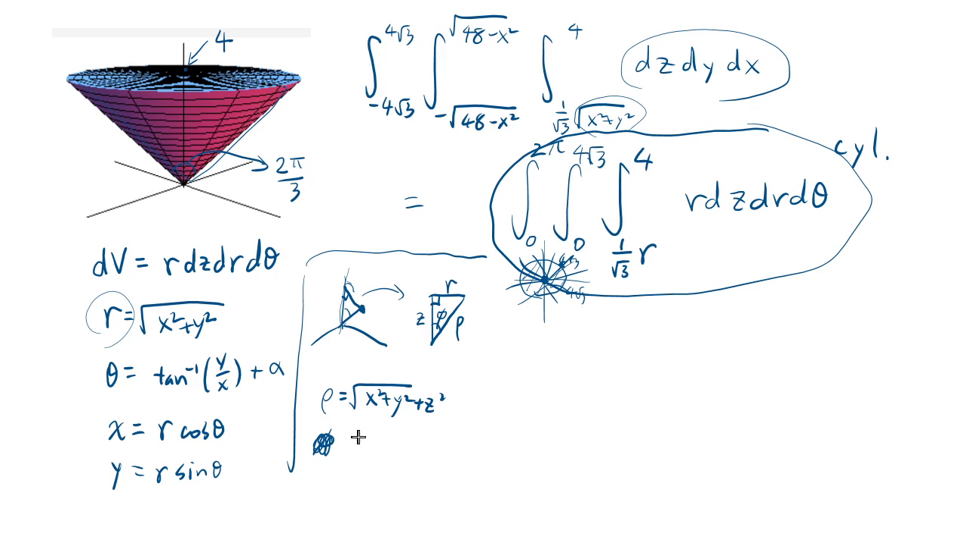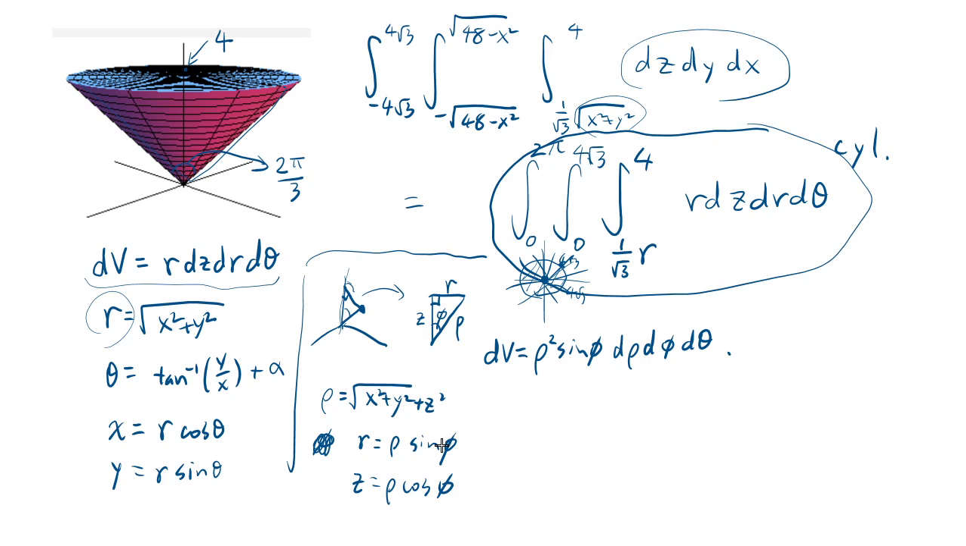you have r as rho sine phi, and z as rho cosine phi. And moreover, just like how we had this dV for this r that had to be multiplied to integrate in cylindrical coordinates, there's also another formula for dV in spherical, which is rho squared sine phi d rho d phi d theta. Okay, that's what we need.